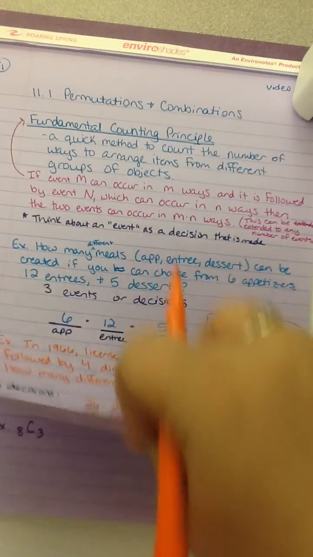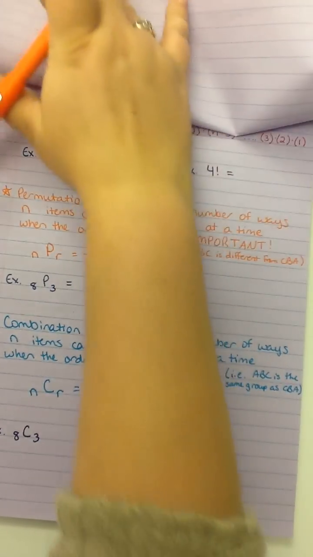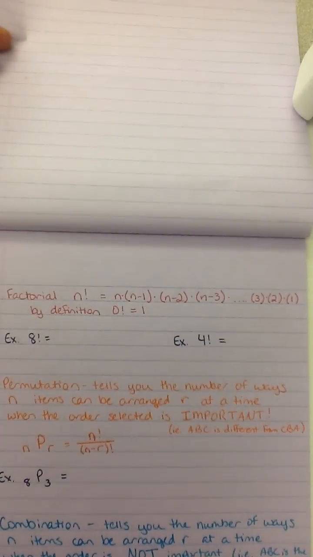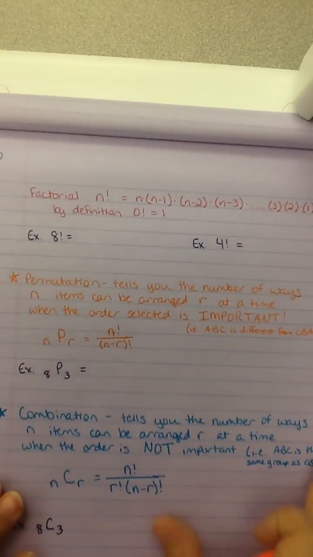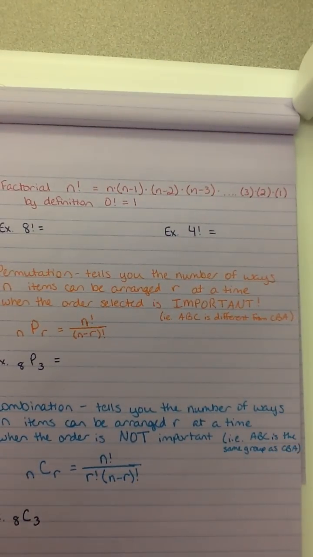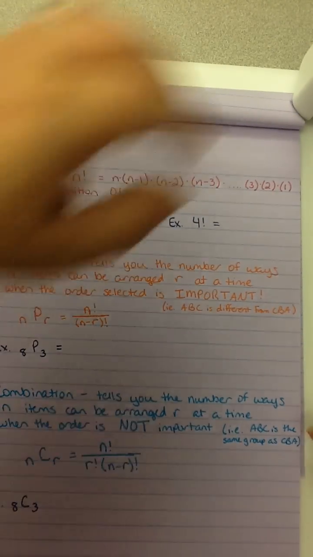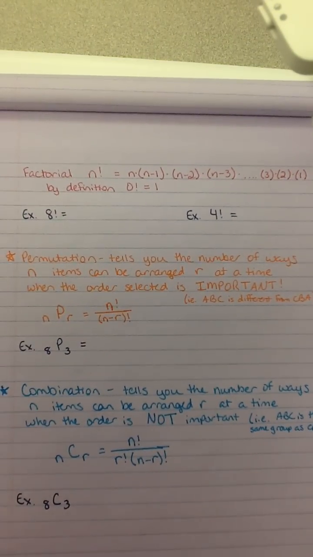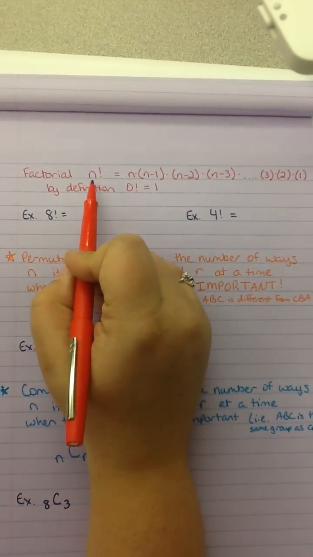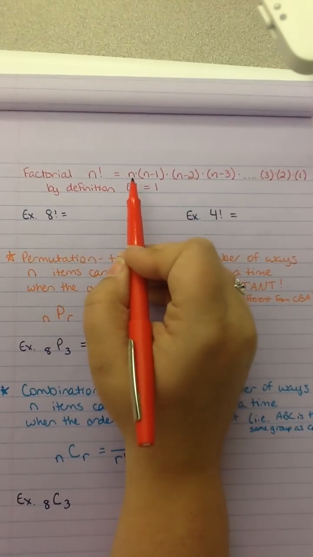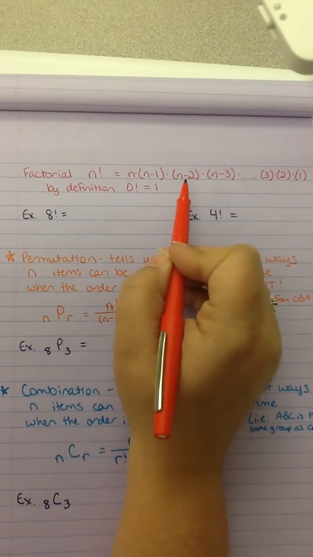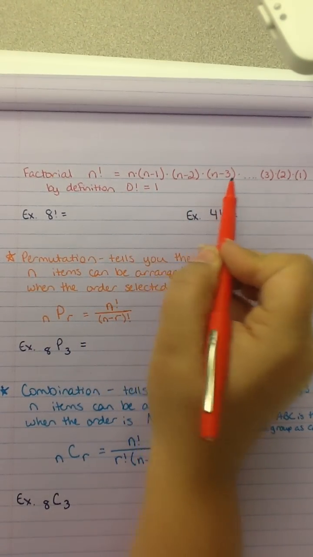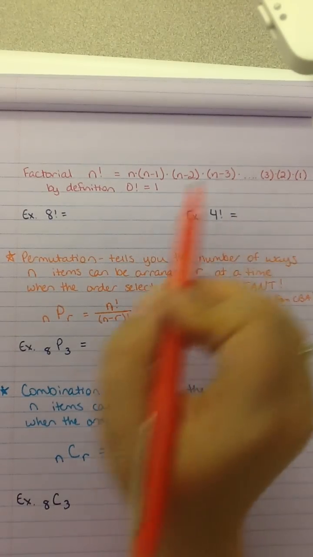Okay, I think we've had enough examples of those, so let's move on to something else. Factorial. Have you ever on a standardized test seen something that looks like this, a number with an exclamation point after it? That means factorial. Factorial means that number times that number minus 1, times that number minus 2, times that number minus 3, and on and on and on until you get down to 3, 2, and 1.